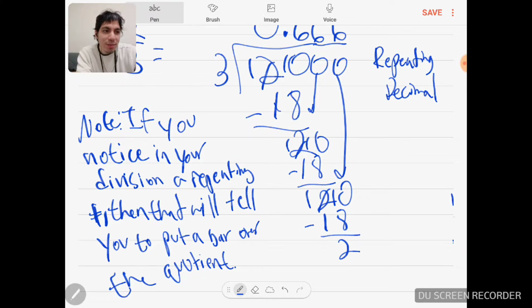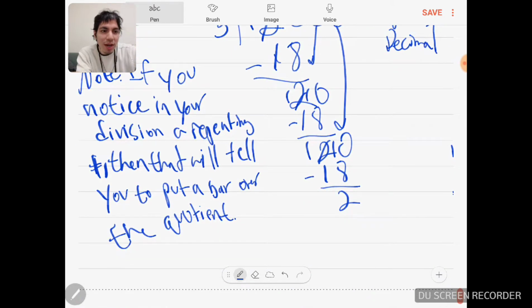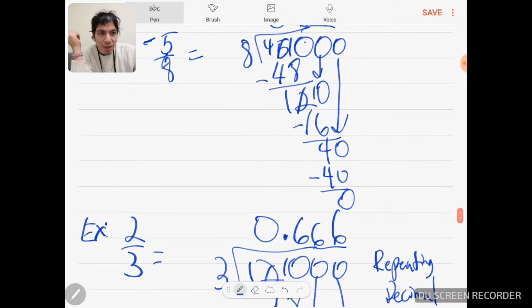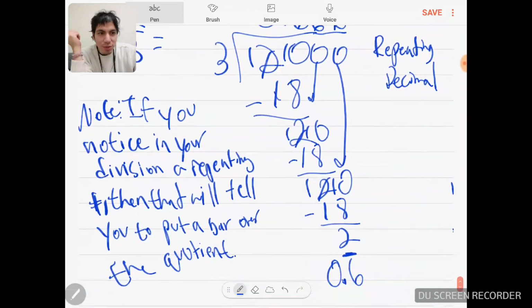Okay, so what does that mean? All I'm just telling you to do is, I know the number is going to be 0.6666666, so you put a bar over it, indicating that this decimal is going to repeat, so forth and so on. So remember that you got to be very careful when you see that situation happens.